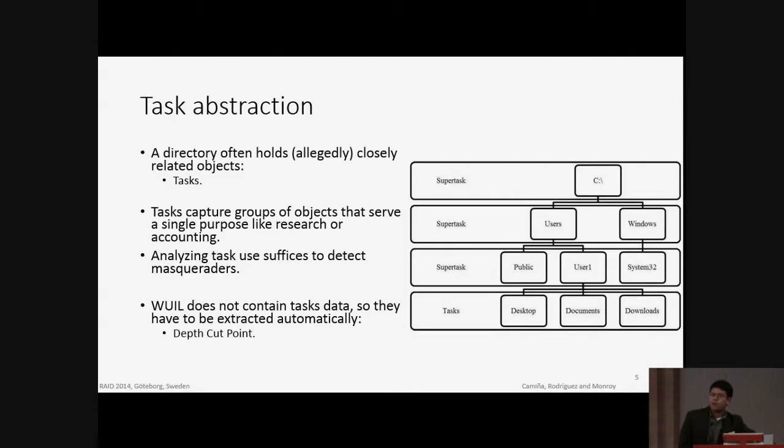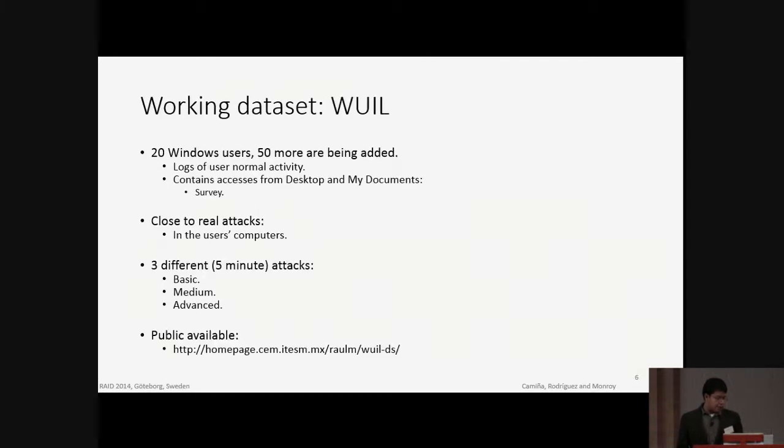Tasks basically model the actions that the user is doing. The hypothesis is that a directory often holds closely related objects. That is, all the files that the user uses for accounting or for research are generally kept in the same folder. So with this, we can capture these actions, and that is what we think of as a task. The problem with this is that we had to create a way to detect all the tasks, because our data is not tagged with the task.